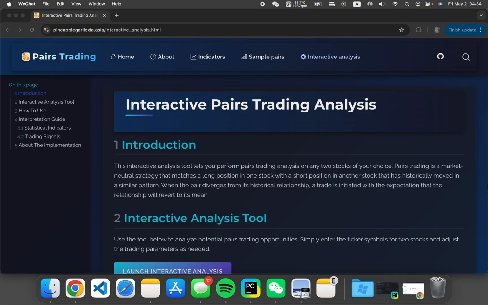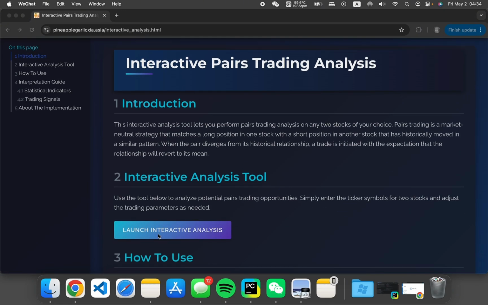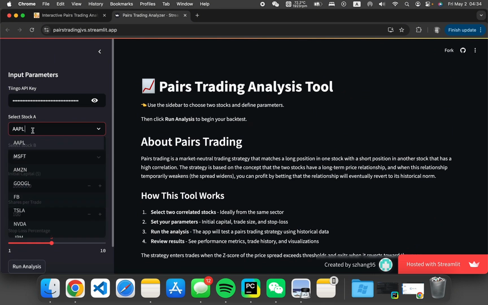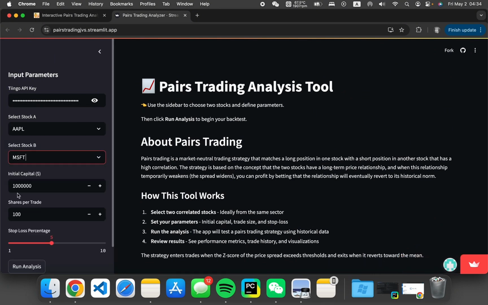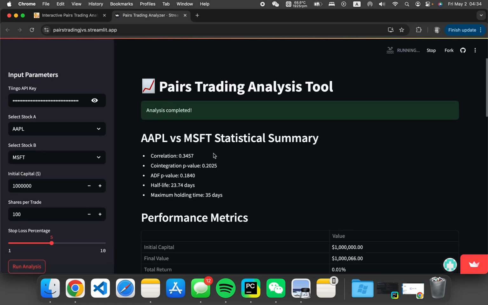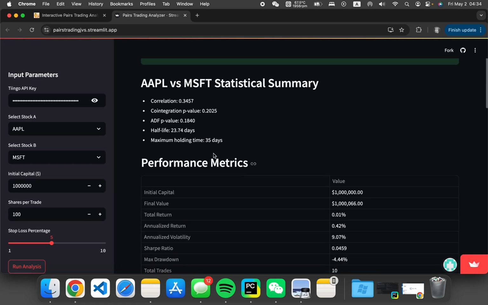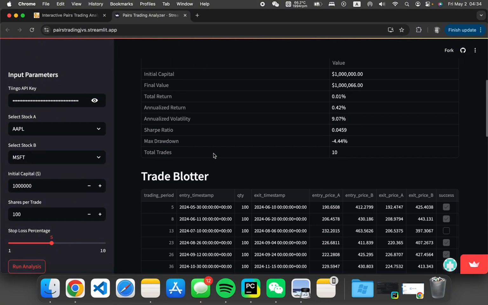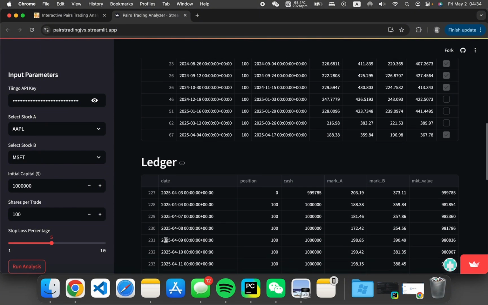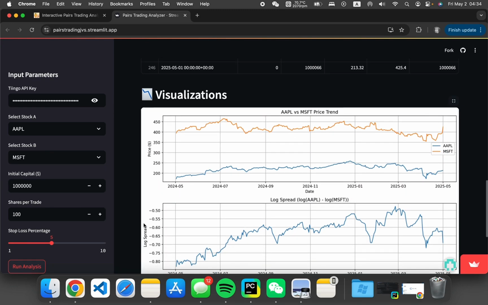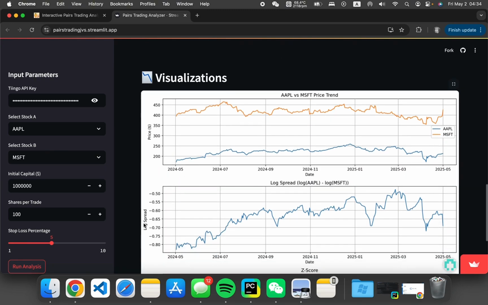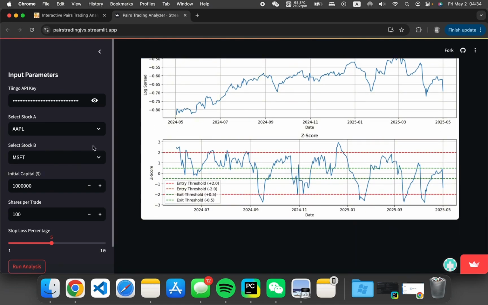For the interactive analysis part, you can really get your hands on it by hitting the launch interactive analysis button. This opens a Streamlit app where you can enter any two ticker symbols, configure your parameters, and hit the run analysis button. The app retrieves the historical price data, runs correlation and co-integration tests, calculates the Z-scores, simulates the trades, and returns charts and performance metrics all in real time.